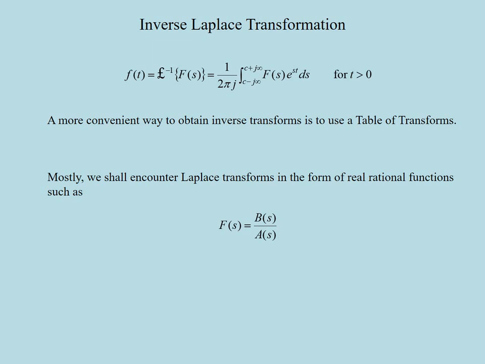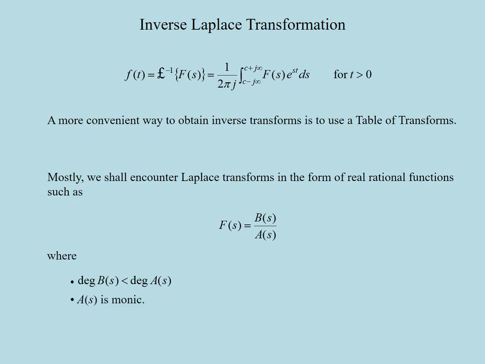We will make two assumptions for such real rational functions. The first one is that the degree of the numerator polynomial is less than the degree of the denominator polynomial. We call such a rational function a strictly proper rational function. In some cases, we will relax this condition so as to assume that the degree of the numerator polynomial is not greater than the degree of the denominator polynomial. In this case, the rational function will be a proper rational function.